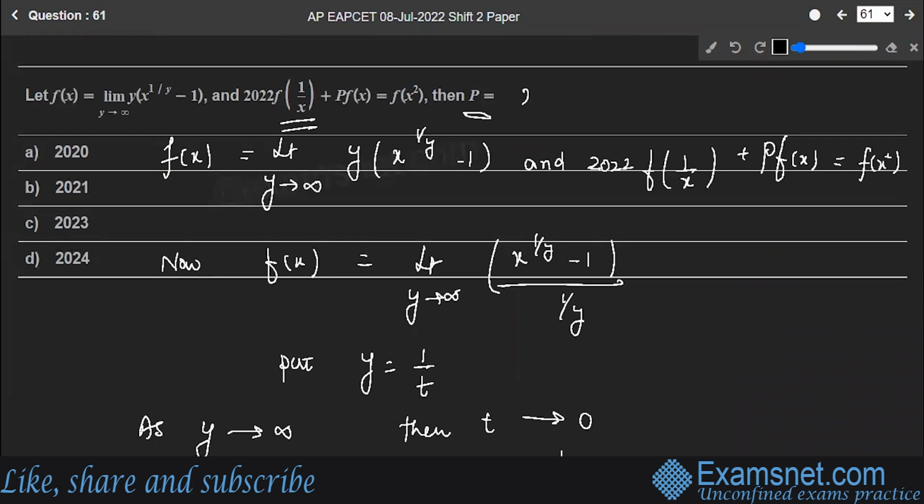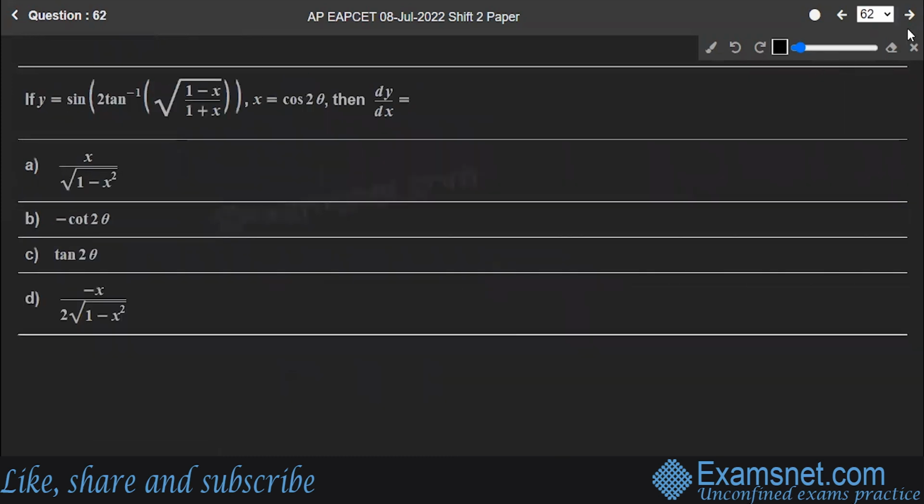P is equal to 2024. Option D is the answer to our problem. Hope you are clear. Let's move to the next question, number 62.